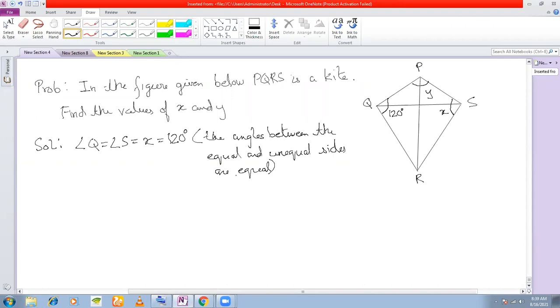Now how to find out y? Okay, one more angle is given which I forgot to label. This angle is also given to be 50 degrees. Now tell me how to find out y. Let the point of intersection be O. The diagonals bisect each other, so it would be 90 degrees.